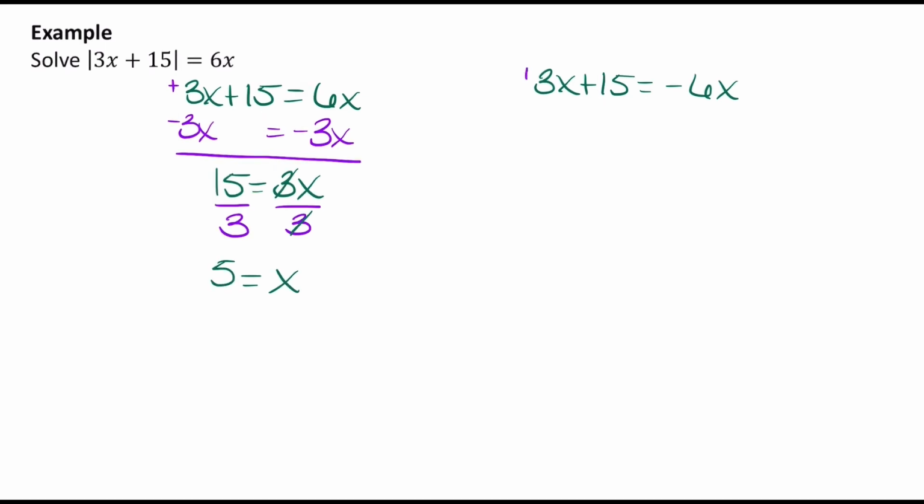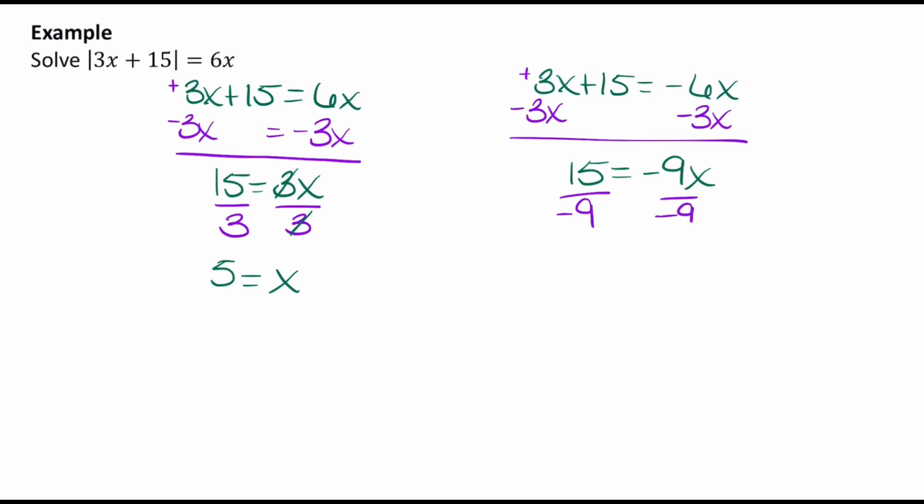Now over here, we're going to subtract 3x from both sides. When we do that, we get 15 equals negative 9x. Then we're going to divide both sides by negative 9 in order to get x by itself.